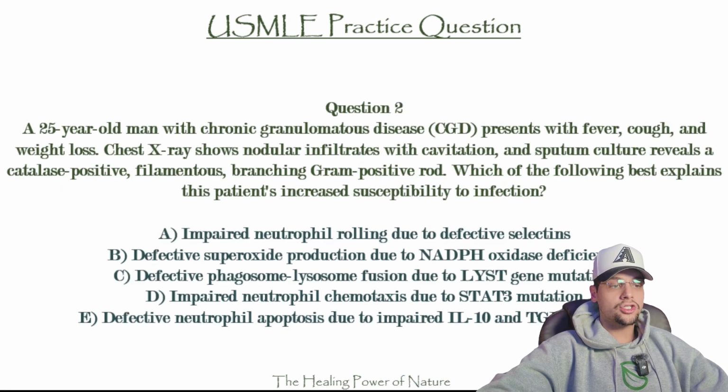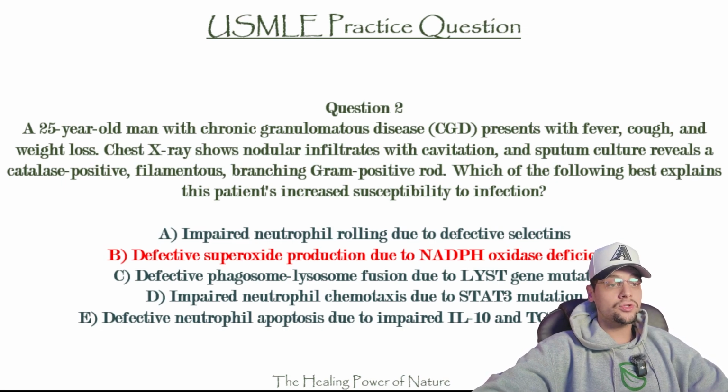Let's go on to the next question. I'll go ahead and give you a few minutes and then we'll come back and review. So if you chose B, that is correct. This patient has chronic granulomatous disease, an X-linked or autosomal recessive disorder caused by a defect in NADPH oxidase. This prevents the generation of ROS needed for microbial killing in neutrophils. As a result, CGD, or chronic granulomatous disease, patients are particularly susceptible to catalase-positive organisms like Staph aureus and Aspergillus.